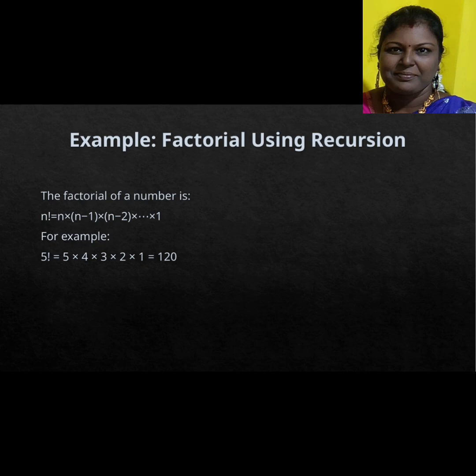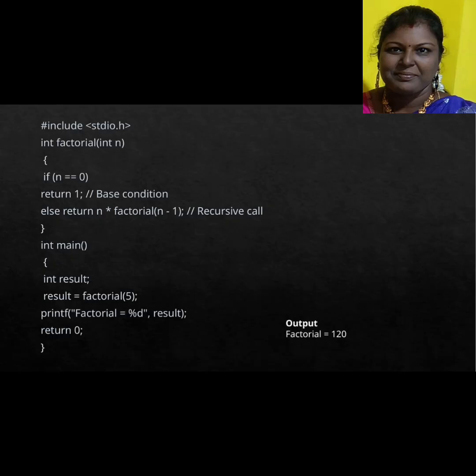Here, we see a simple C program that calculates the factorial of a number using recursion. The function calls itself, multiplying the current number by the factorial of 1 less than that number. When it reaches 0, it stops. That's the base case. In this example, it calculates the factorial of 5, which is 120, and then prints the result. This shows how recursion can elegantly solve problems that involve repeated, nested calculations.